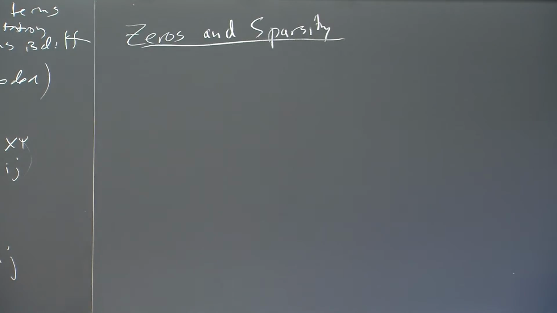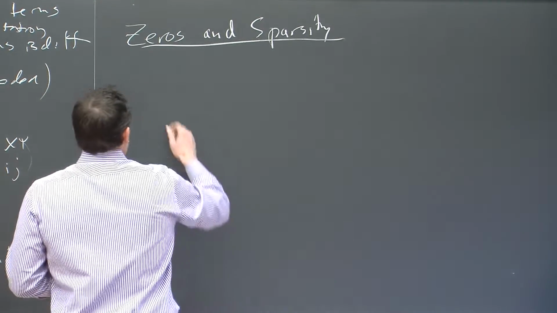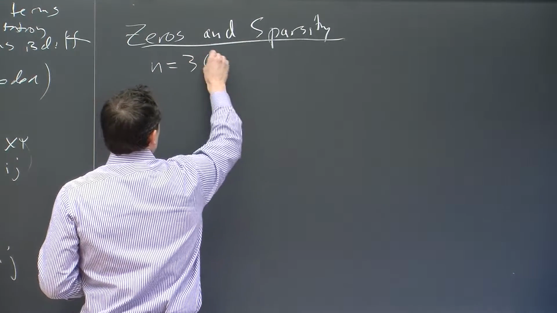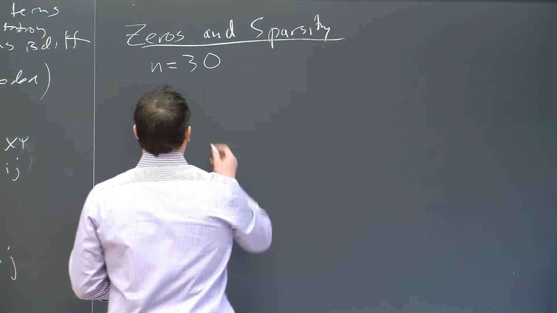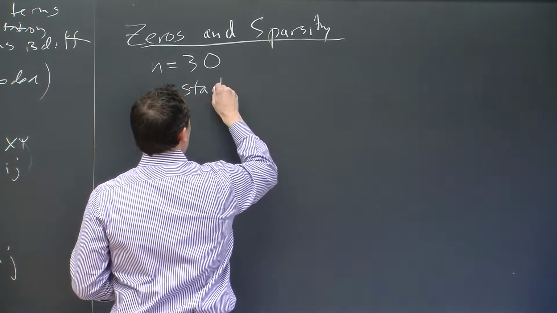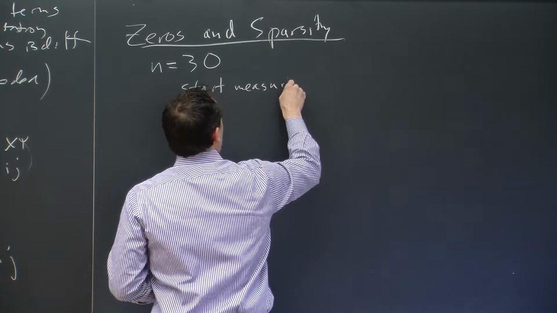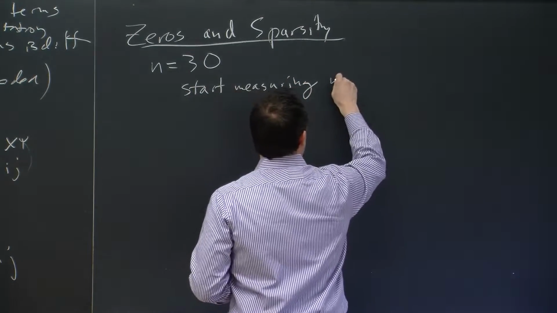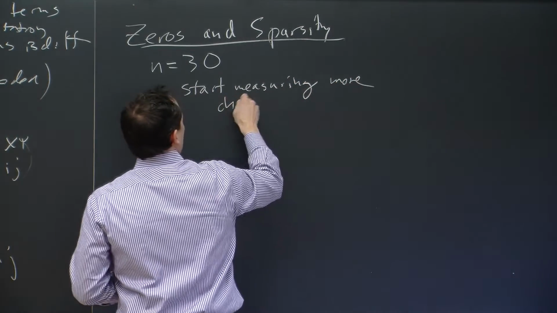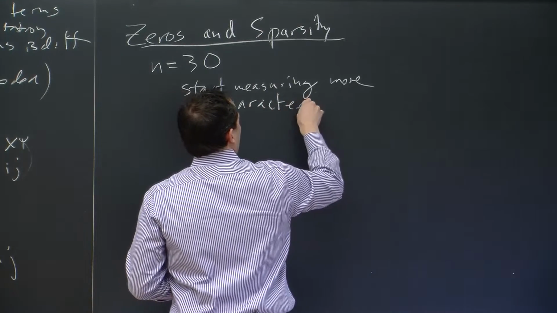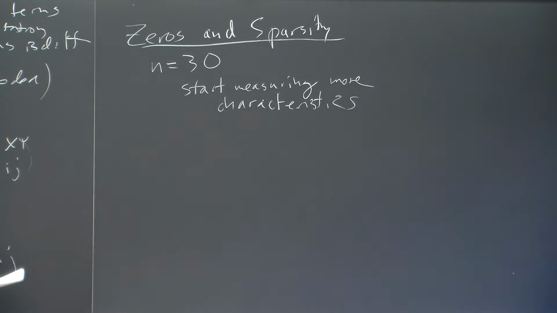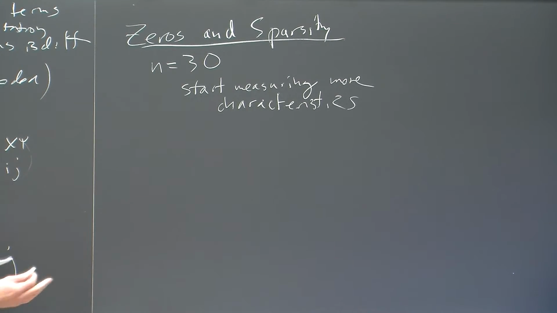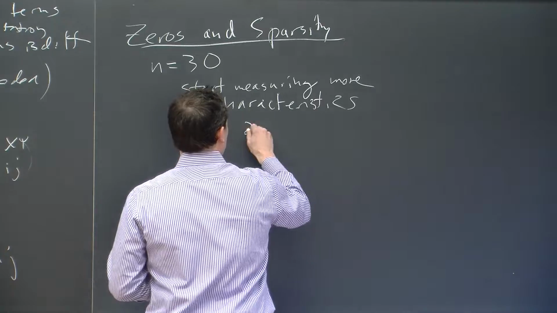So in some studies, suppose we have a sample size of 30 subjects, and maybe we're measuring something in a classroom, and we start measuring more and more characteristics. Of course, there are ways of explicitly dealing with this situation, which some of you are looking at, but let's just think about it with the techniques we have so far. So we start measuring more characteristics of these subjects.